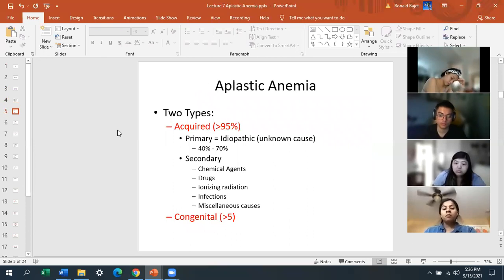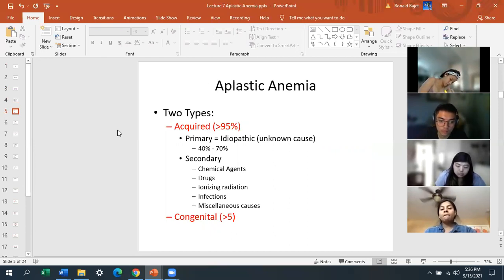Okay, so there's two types of aplastic anemia. One of them is acquired and the other one is congenital. Acquired accounts for over 95% of the aplastic anemias. And the other one, greater than 5%, is a congenital one. I'll talk about that last.